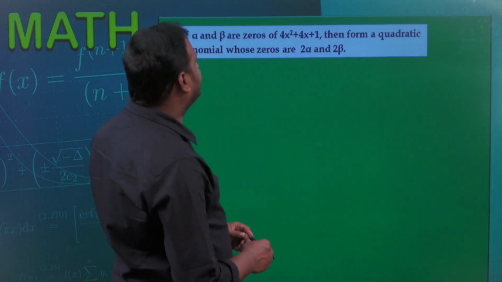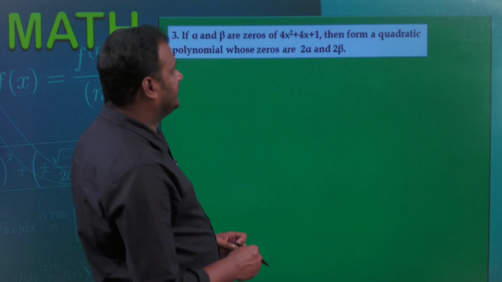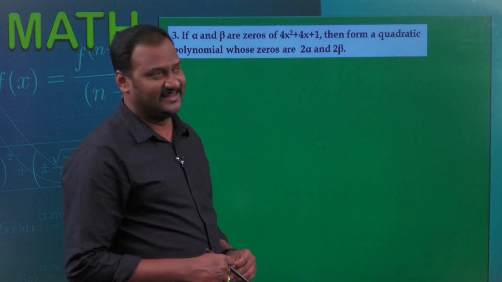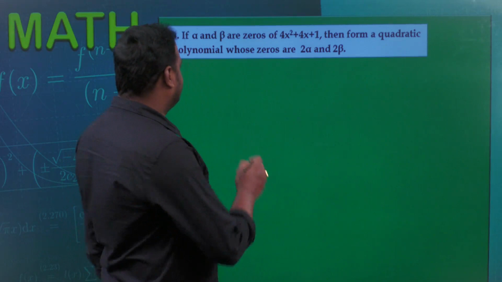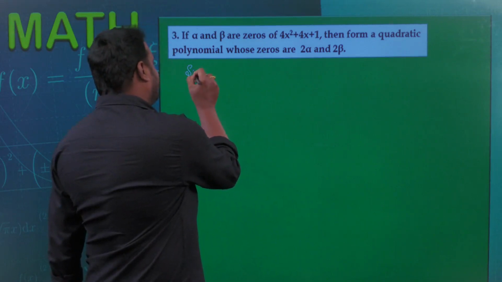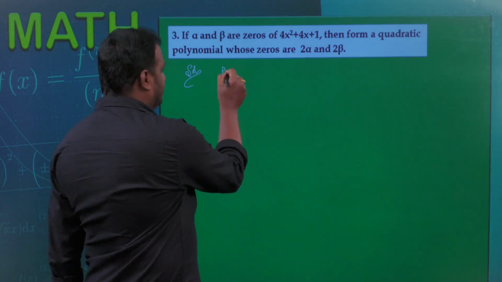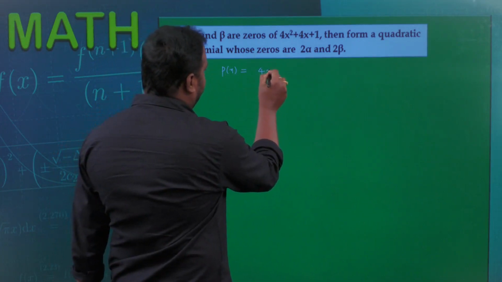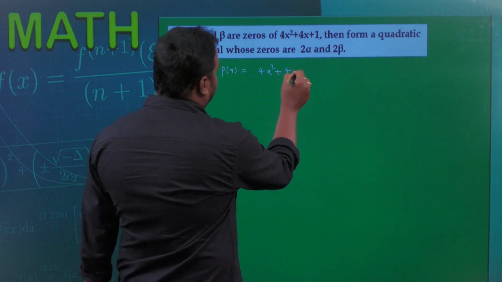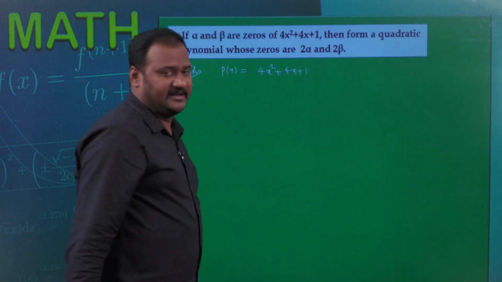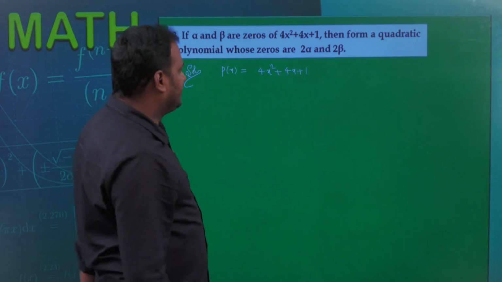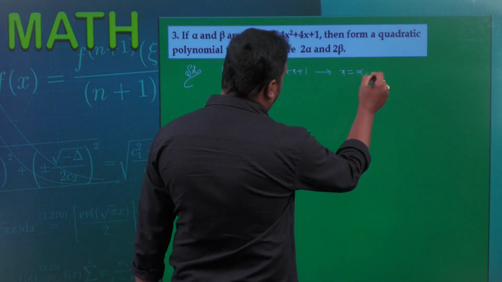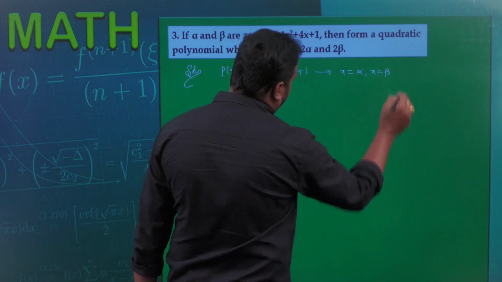If alpha and beta are zeros of the polynomial, then form a quadratic polynomial whose zeros are 2 alpha and 2 beta. This kind of problems are quite interesting. Let me take the given polynomial as p of x. So given polynomial is 4x square plus 4x plus 1. Okay? This is the polynomial whose zeros are alpha and beta. So x is equal to alpha and x is equal to beta.